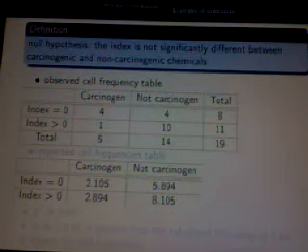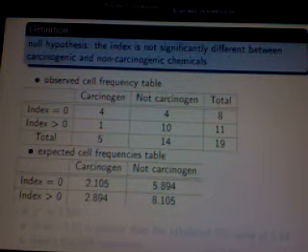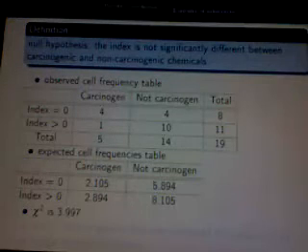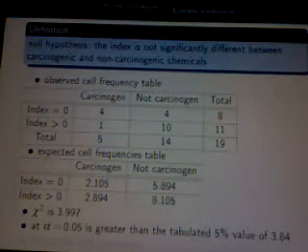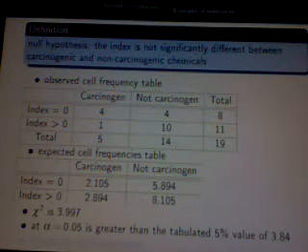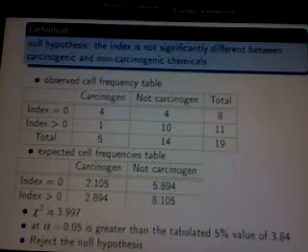With an index greater than 0, there was only 1 carcinogen in the table, and with an index greater than 0, there were 10 which were not experimentally found to be carcinogens. Now, the majority of the weight lies on the diagonal. So then we compute the expected cell frequency table, which is as follows. From this, the value of chi-squared is 3.997, which, at a significance level of 0.05, is greater than the tabulated 5% chi-squared value of 3.84. So we reject the null hypothesis.